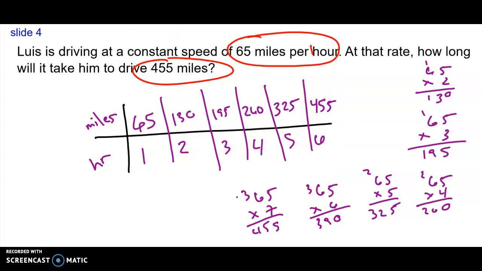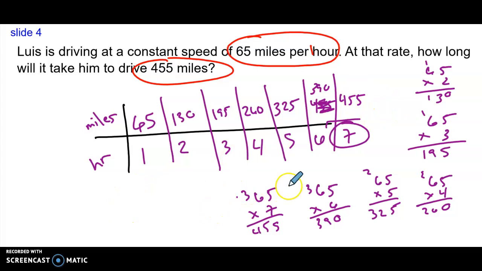455. So how long will it take him to drive 455 miles? It will take him, uh-oh, that's not 6, that's 390. I forgot. Sorry, I didn't do the 7. 7, that's going to be 455. So how long will it take him? It'll take him 7 hours to go 455 miles.